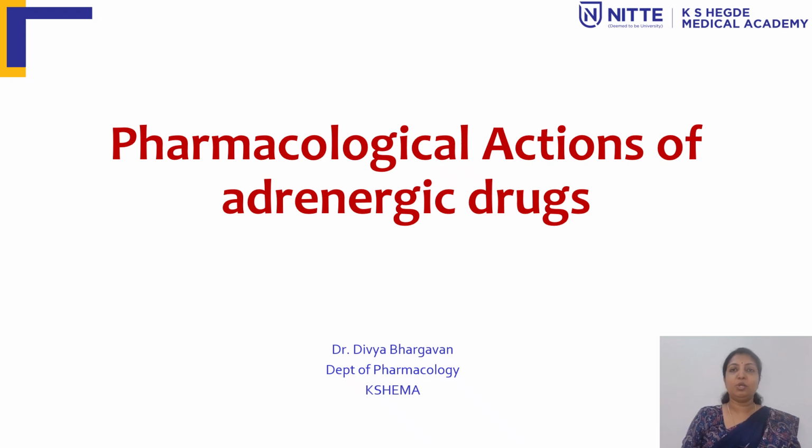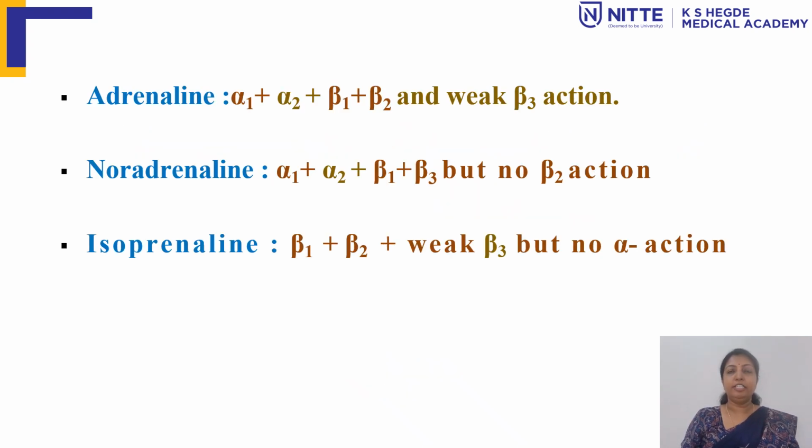Welcome back to the topic pharmacological actions of adrenergic drugs. So, to understand the pharmacological action of adrenergic drugs, you need to remember the location of each receptor. The adrenergic drugs' action is mediated via the adrenergic receptors. So, you have alpha receptor and beta receptor, and the drugs have different affinity towards these receptors.